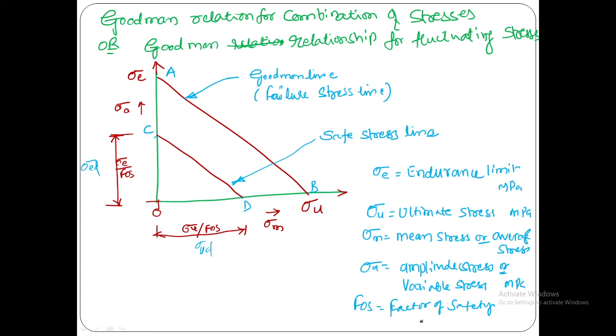Now let us take a point P here. Point P is the design point. You have a component which is subjected to amplitude stress as well as mean stress. So now let us draw some parallel lines here.